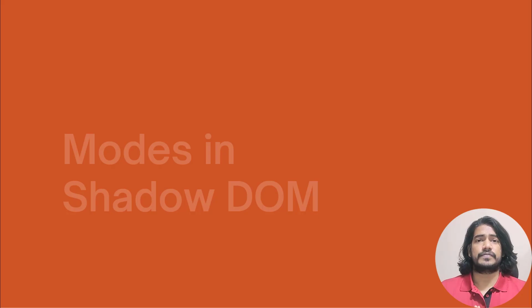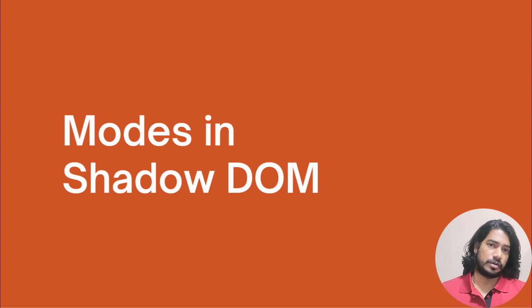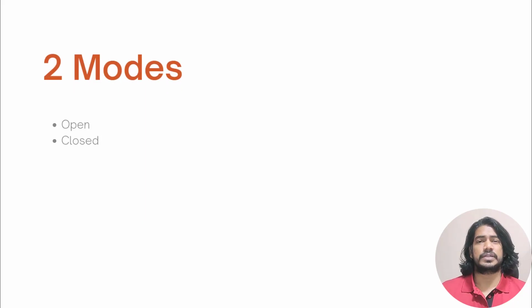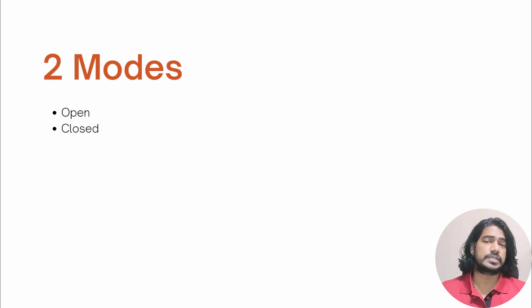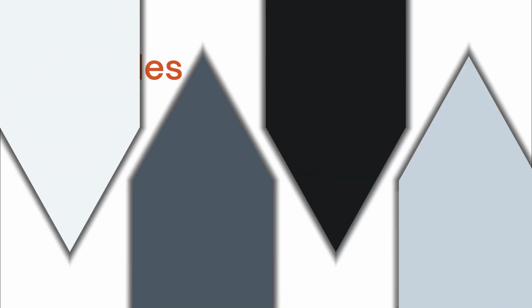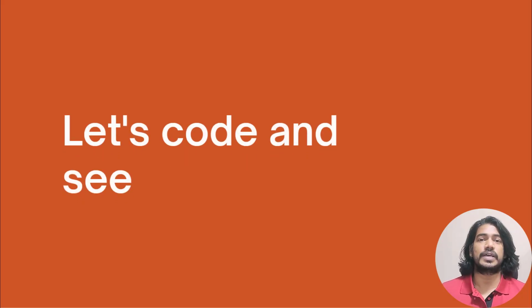And also we have to know that there are two modes in a shadow DOM. The first one is open. That's going to be very easy to query the elements, but there is also another type called closed, and it will be a little difficult to query the elements, but still we can do that. I will show you in detail. With enough theoretical knowledge, I think it's time to do some code and let us learn what shadow DOM is and how it is implemented.